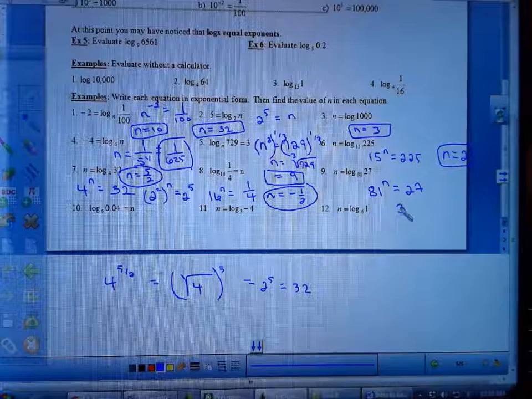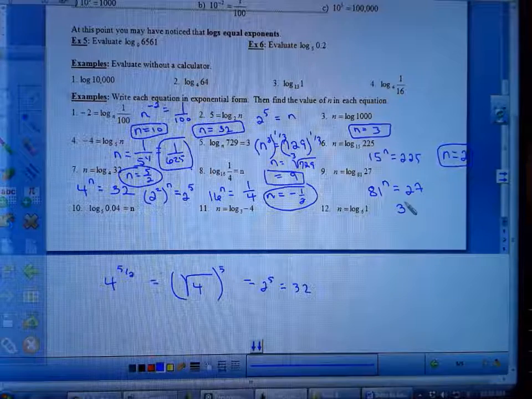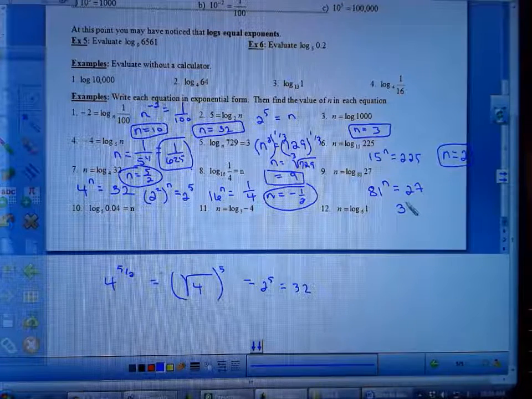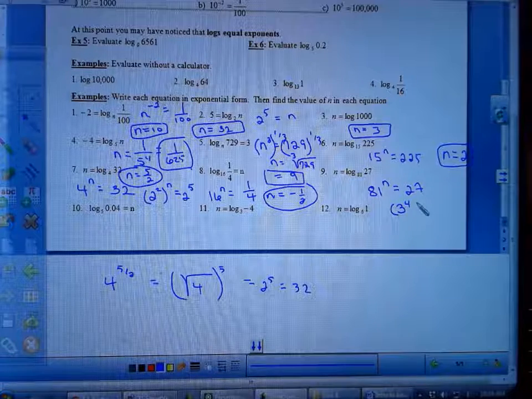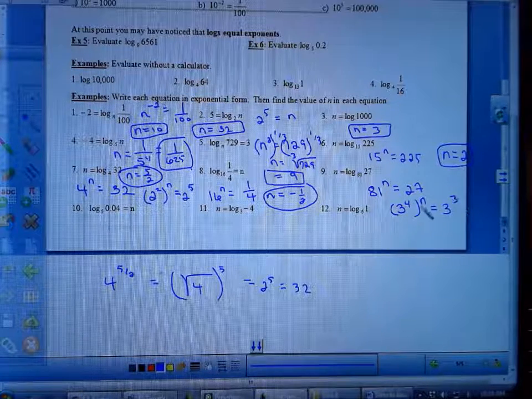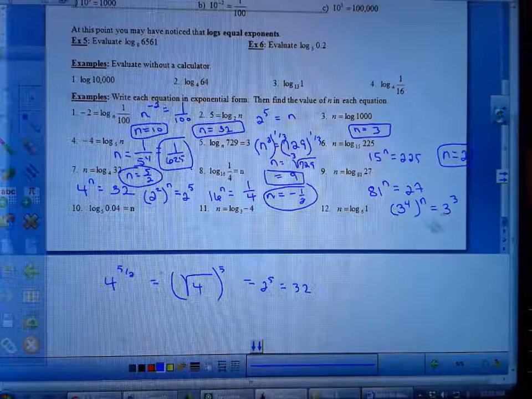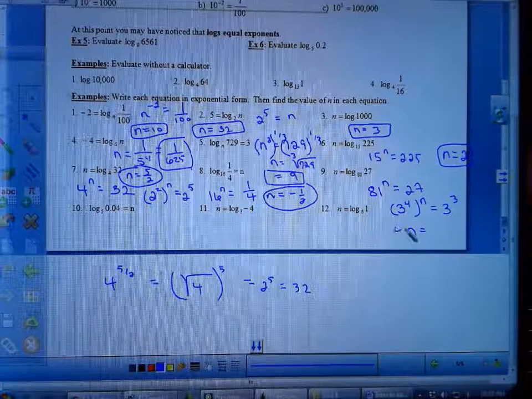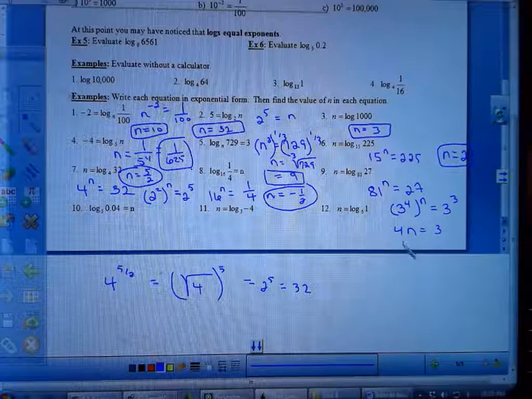So how do I rewrite 3 so that it really is 81? To what power? 81 to what power? 3 to what power? 4, right? And then that's to the nth is equal to 3 cubed. So I get 4n is equal to 3. So n will be what? N is just going to be 3/4.